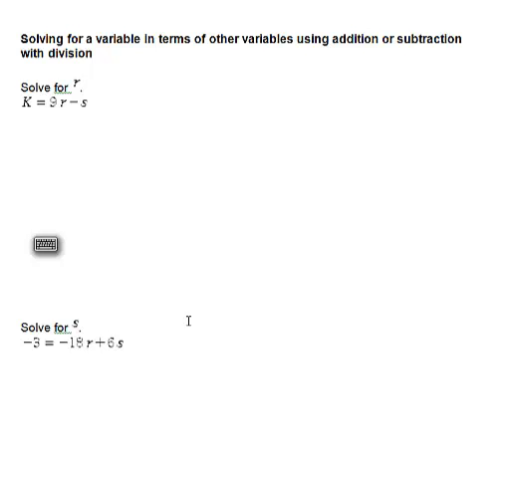Sometimes it's convenient to solve for a variable in terms of other variables. This is particularly good for formulas so that you don't have to keep doing the same math steps over and over again. So let's say we have a formula or an equation like this. We have k equals 9r minus s. So if you notice, we have a lot of different variables here. So we're going to want to solve for r.